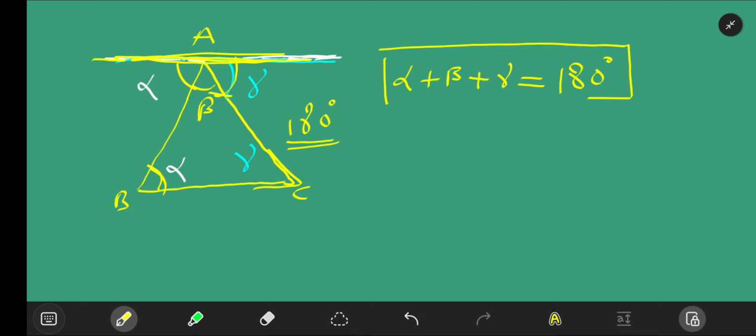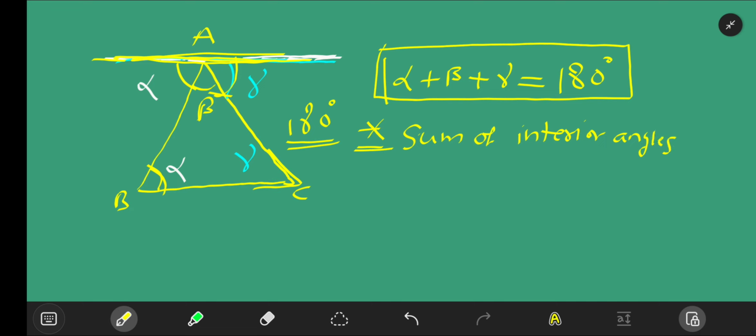Hence proved with the statement. So you have to write the statement that the sum of interior angles of a triangle is equal to 180 degrees. You have to write this statement in your notebook. Okay. Sum of interior angles of a triangle is equal to 180 degrees. Okay. Next.